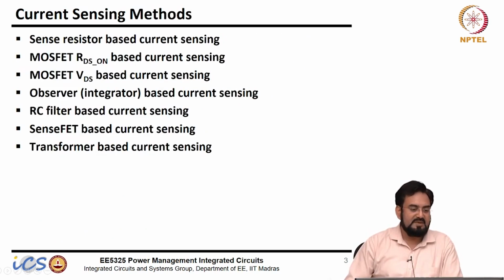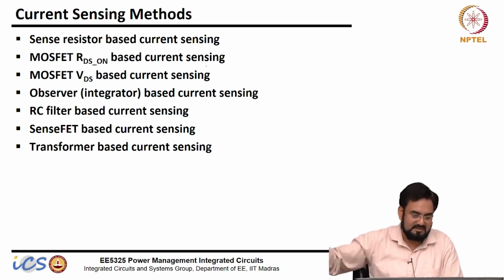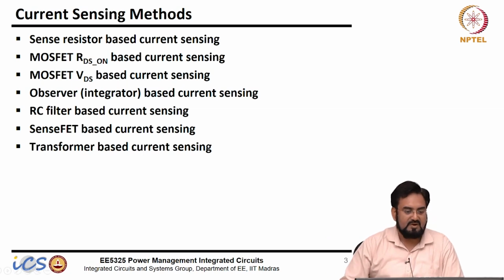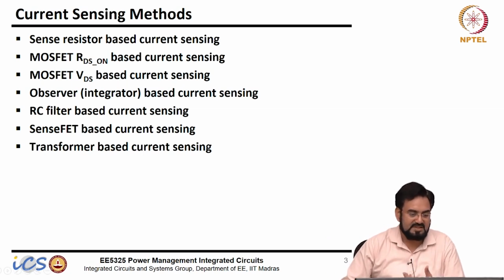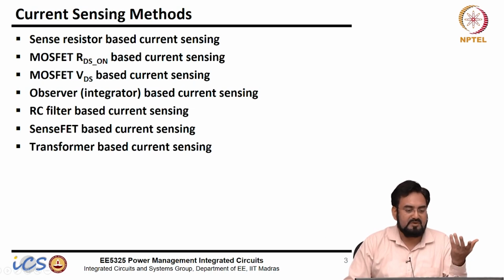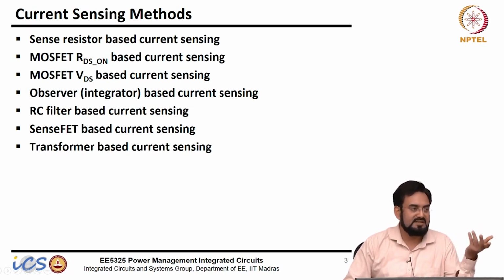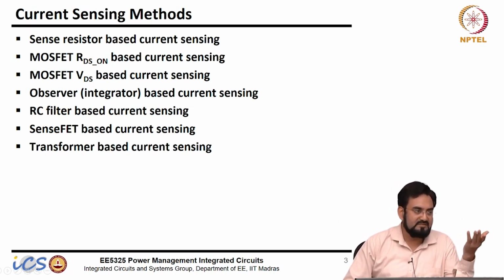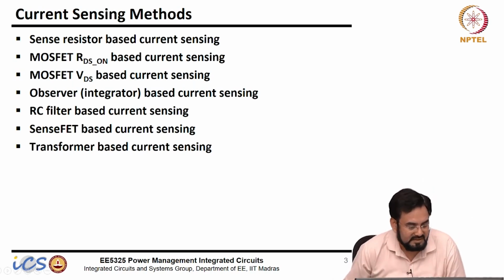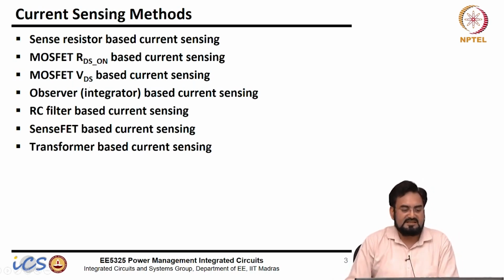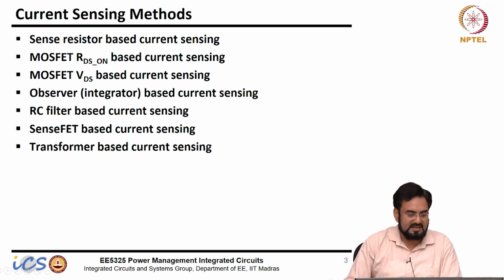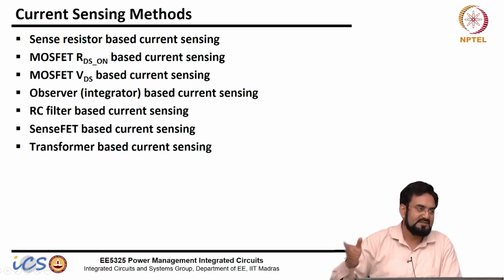Okay, so these are different methods for current sensing. Sense resistor based current sensing, which is nothing but you connect a resistor in series and get the voltage across it. MOSFET RDS on based, which is also another type of resistor based sensing, but you are utilizing the RDS on in place of your sense resistor. MOSFET VDS based current sensing, observer, integrator based current sensing, RC filter. These two we talked about in current mode hysteretic, if you remember. The RC is the same thing actually.